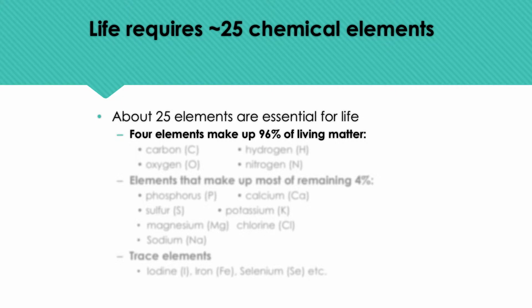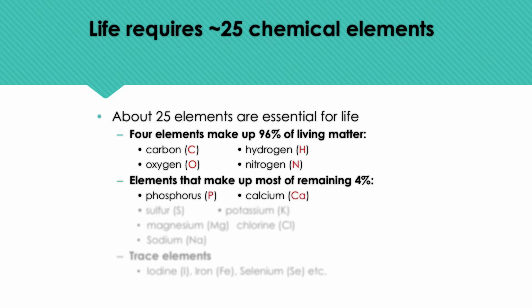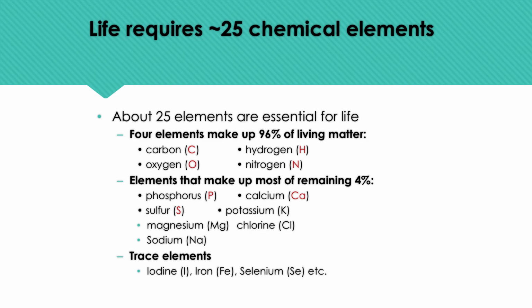So life requires roughly 25 chemical elements. Specifically, there are 4 major elements that make up almost all of living matter, about 96%. Those elements are carbon, hydrogen, oxygen, and nitrogen. We can also see another 4% making up atoms like phosphorus, calcium, sulfur, potassium, magnesium, chlorine, and sodium, and then some trace elements like iodine, iron, and selenium. So watch the next video to understand how chemical reactions occur.